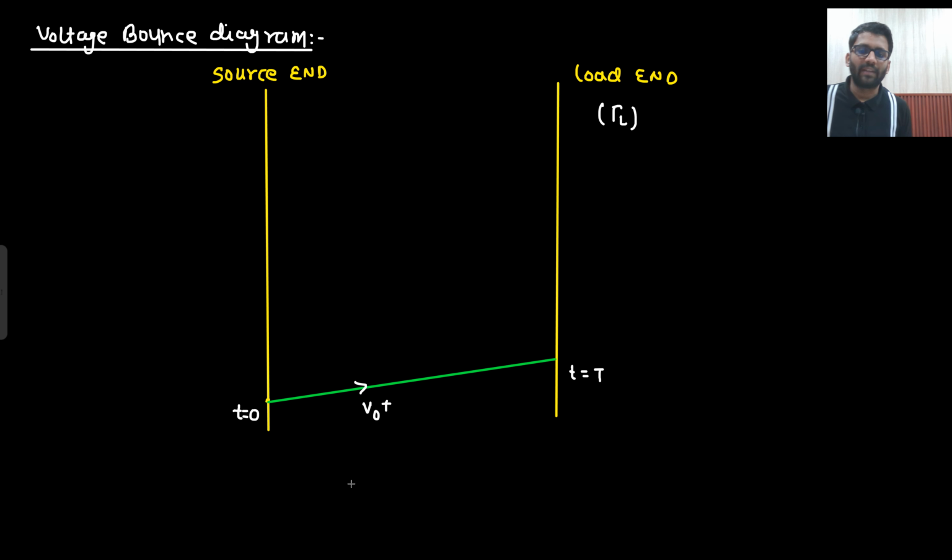So now what happened was, at t equals to 0 we started with V naught plus amplitude. Now here it will be reflected back at the load end by the gamma L coefficient. So the amplitude will be gamma L V naught plus. Now again here at time 2t we will reach, right? Because this distance is L.